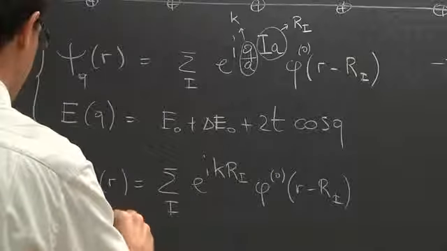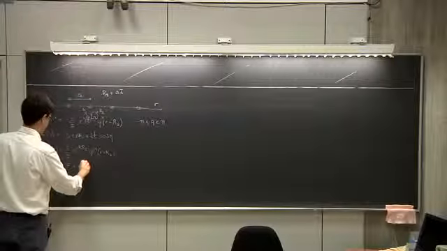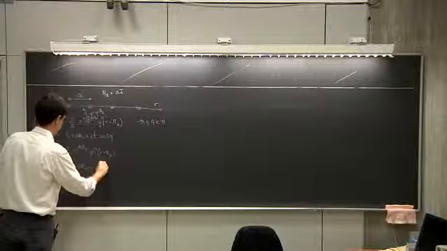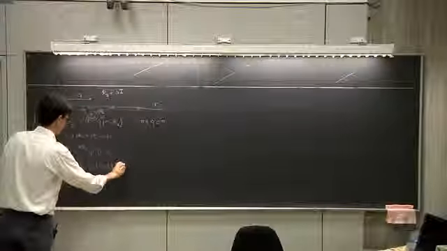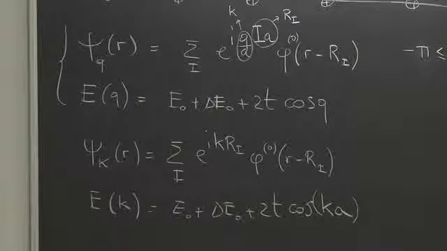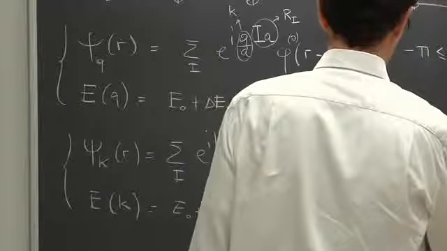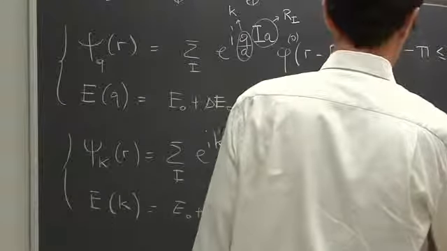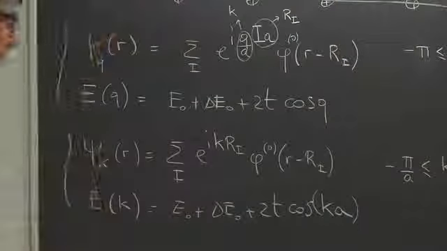And the solution now as a function of K is E naught plus delta E naught plus 2t cosine of K A, right? Because Q is K times A. I'm only changing variables, I'm not doing anything particular. And of course, if I change variables, I'll also need to remember that the range of possible values for k is now this one.